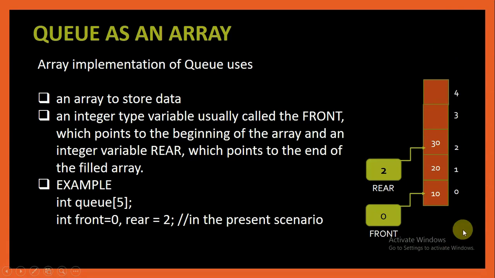So if we have to denote this in C++, we will write int q[5], where int is the data type, the type of data which we are going to store in the queue. q is the name of the queue, you can give any name to it, and 5 is the size of the queue. And then to represent front and rear, we will define two variables of integer type. According to this scenario, front is 0 and rear is 2, because you can see here 3 elements, and the front is 0 and rear is 2.